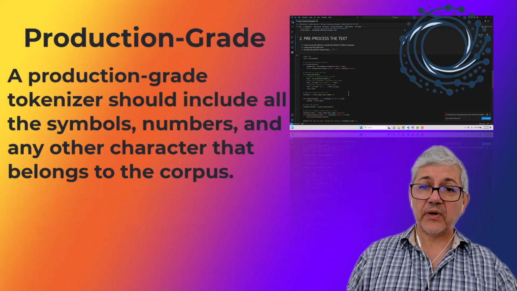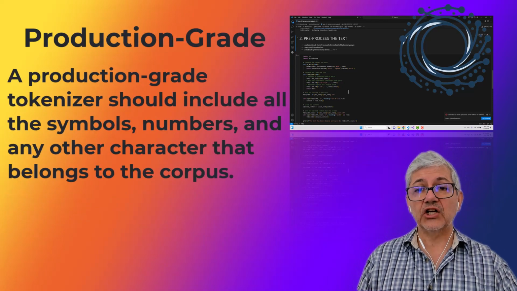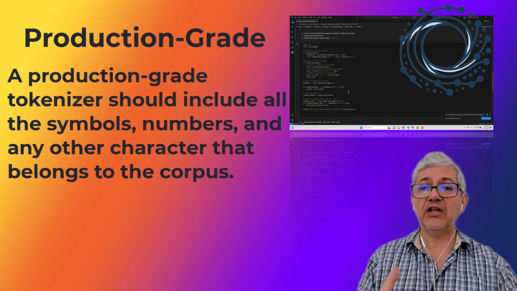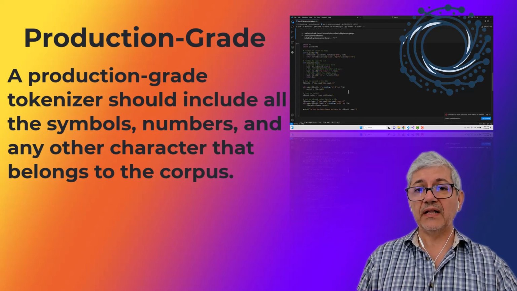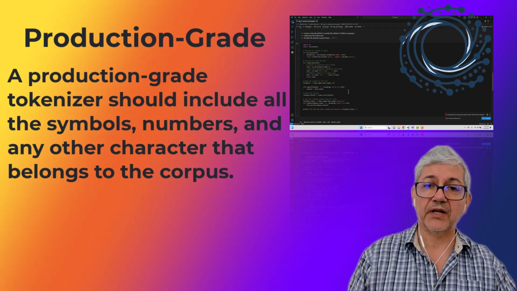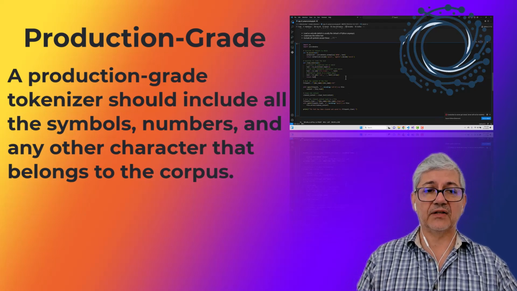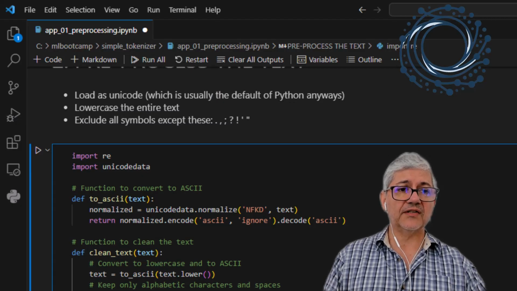A production grade tokenizer should include all the symbols and any other character that will be needed for the tokenizer to properly understand the text that is given. So let's execute this step.